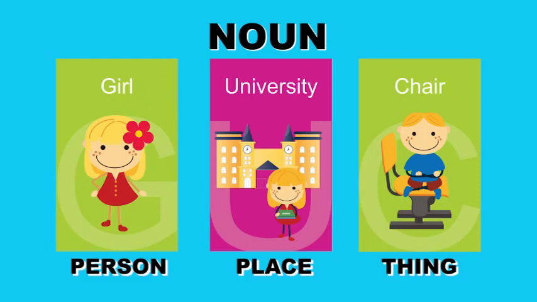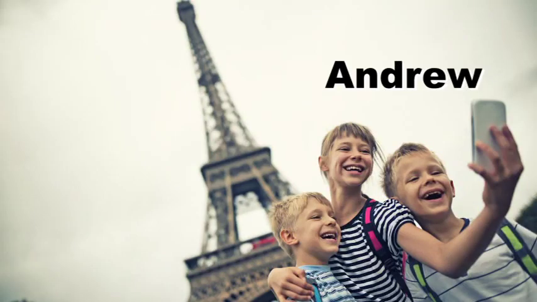The first part of speech we learned about is the noun, which is a person, place, or thing. Do you remember that there are actually several different kinds of nouns? Common nouns are general, non-specific people, places, and things like boy or baseball. And proper nouns are specific people, places, and things like the name Andrew or the city Paris.